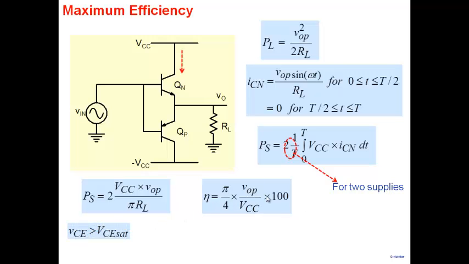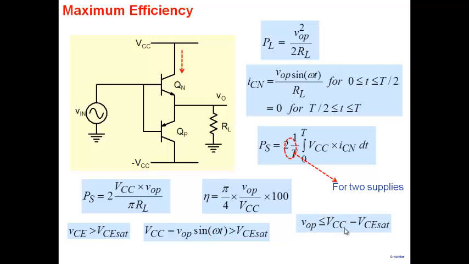Well, we have done these calculations. How do we decide what is the highest value of V0p that we can get? Well, one of the constraints is that the collector emitter voltage of this transistor should always be greater than VCE sat, which means the collector voltage is VCC, and the emitter voltage, V0p sine omega t, must be greater than VCE sat. So let's take sine omega t equal to 1, and that tells us V0p must be less than or equal to VCC minus VCE sat. Which is fine. VCE sat is small, 0.2 or 0.1. And therefore, we can reach V0p very close to VCC.